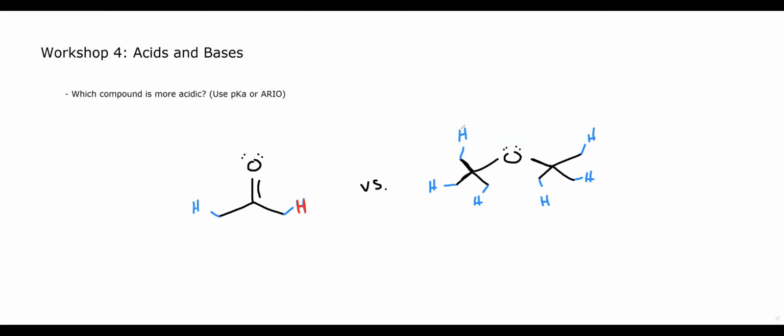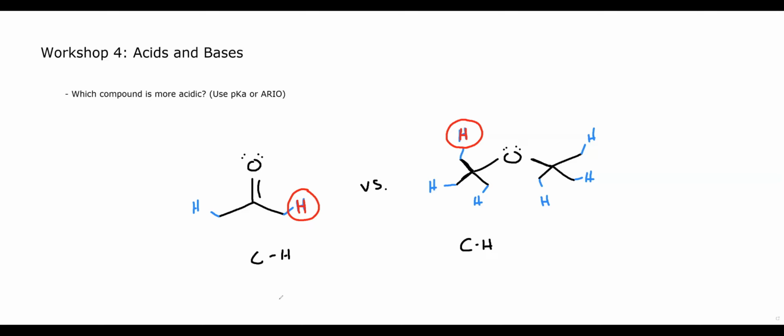Let's take this hydrogen and this hydrogen and figure out which one is going to be more acidic. Let's look at a qualitative approach first. They are both CH bonds, CH on the left, CH on the right. So the atom doesn't help us.